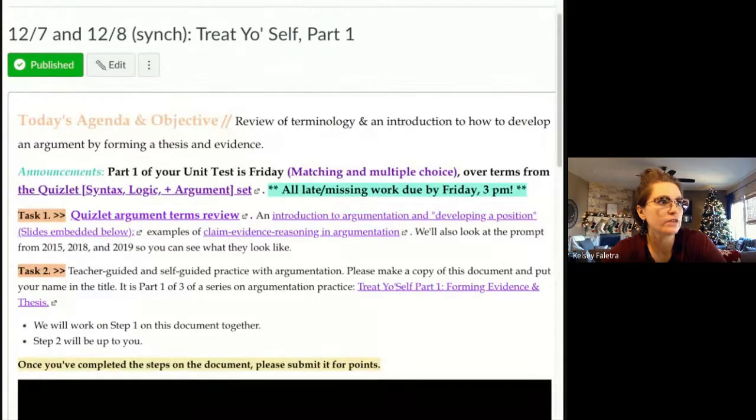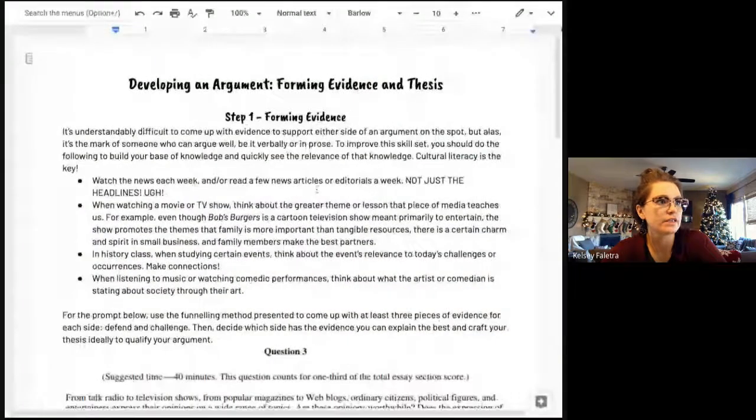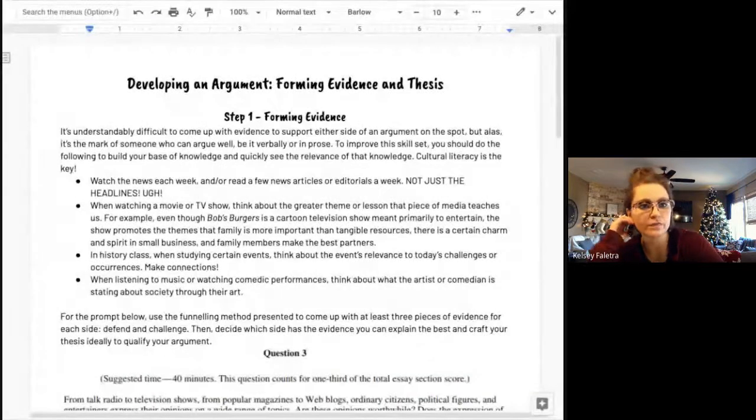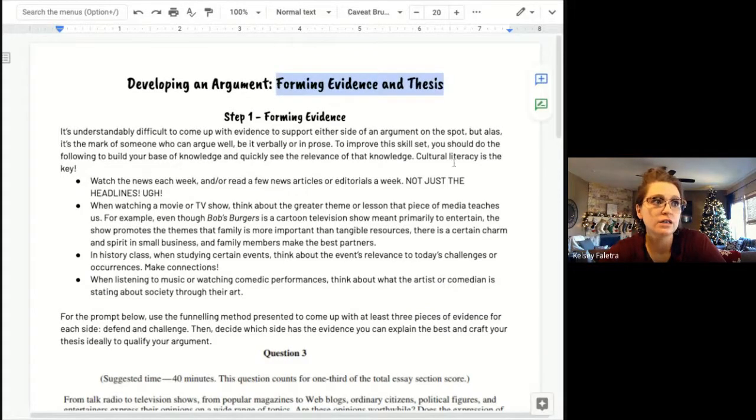And what you'll end up seeing once you've got that copy made is a document that looks like this. This step 1 is giving you some tools to accomplish what we just talked about, right? The value of forming evidence and a claim that is defensible, that it's arguable. And it all boils down to having a cultural literacy that is broad and deep, that you have a base of knowledge with which to pull from in order to support your claims from a variety of different elements of society. We will talk more about that in a practical sense later this week.